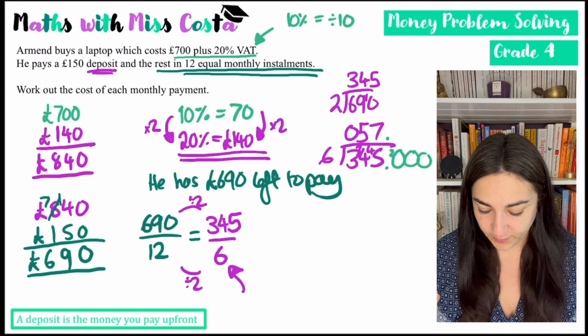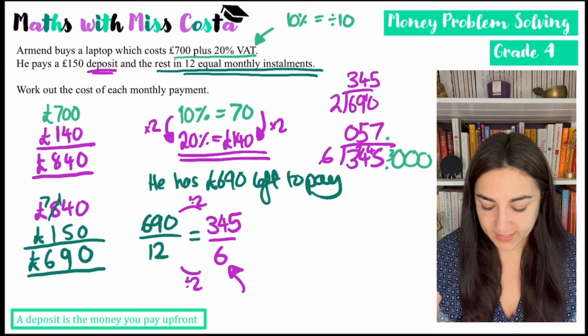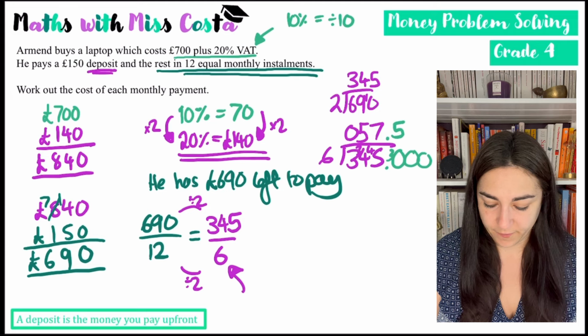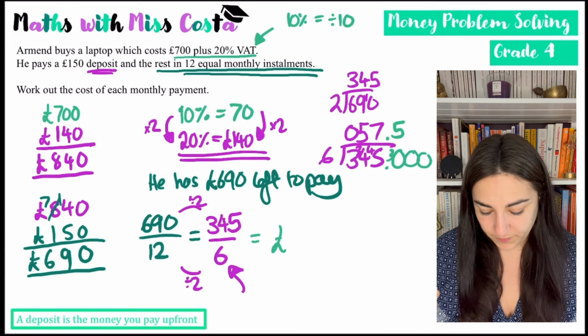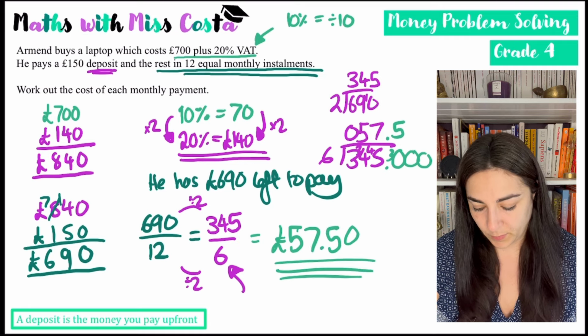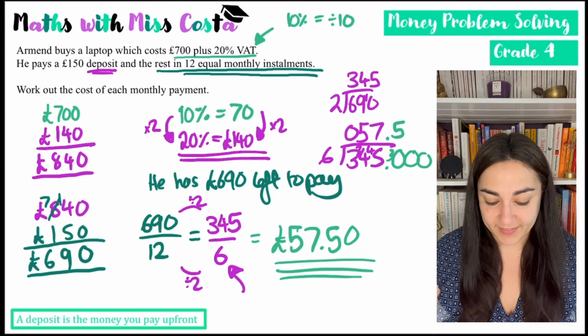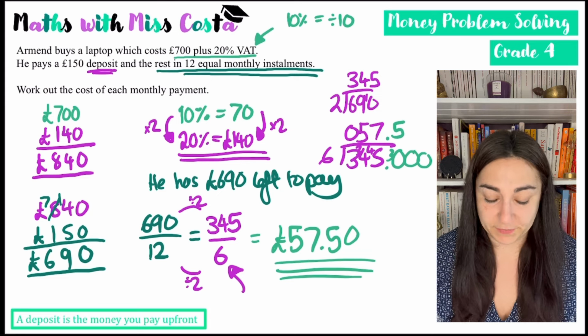So 6 into 42, so there's a remainder of 3. 6 into 30 goes 5. So therefore, 690 divided by 12 is £57.50. Remember it's 57.5, but it's money, so we turn it into £57.50. So the cost of each monthly payment is £57.50.